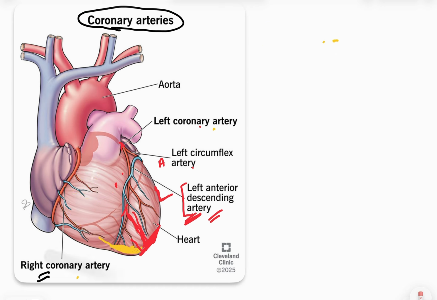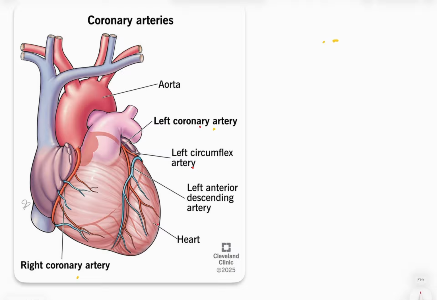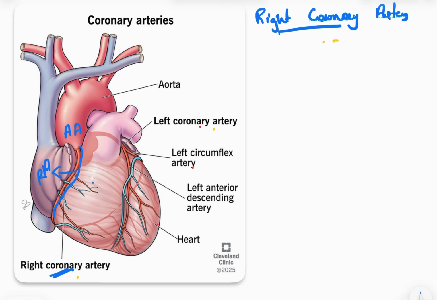Okay, once more we are going to discuss the coronary arteries. It will be easier for you to remember. I'll use blue. First we are going to talk about the right coronary artery. It is a branch coming from the ascending aorta, and the right coronary artery supplies blood to the right atrium, right ventricle, inferior portion of the left ventricle, posterior septal walls, and SA node and AV node.